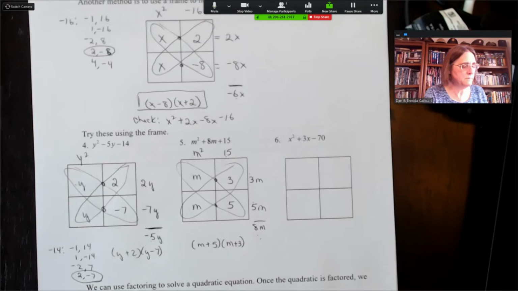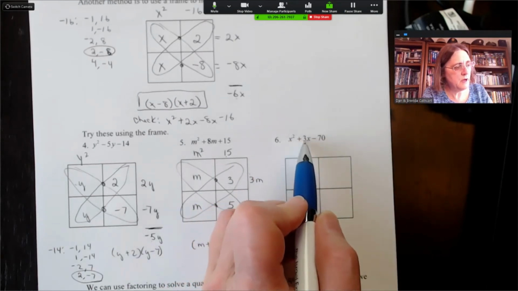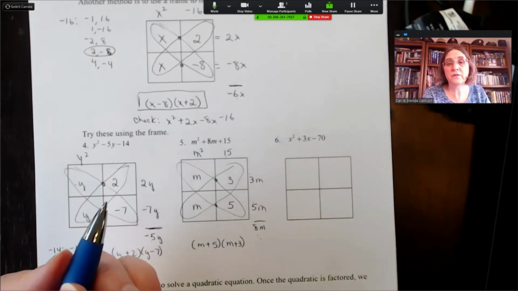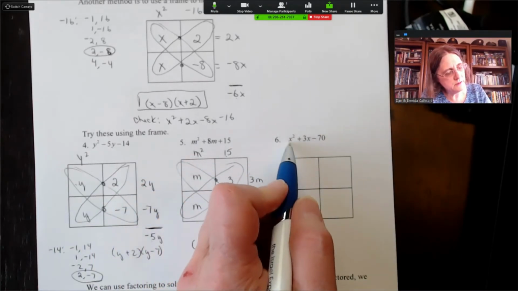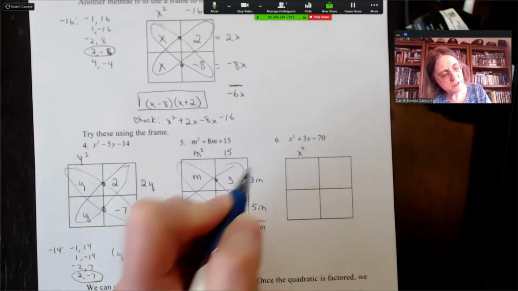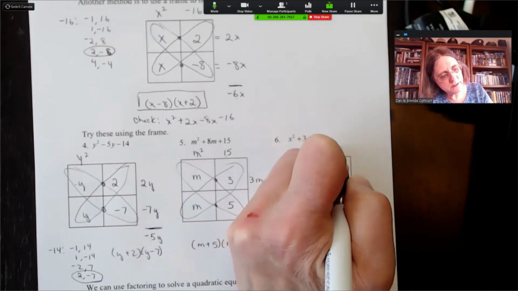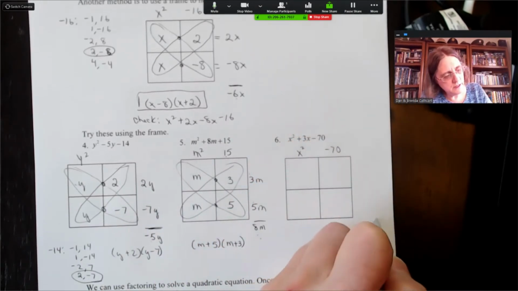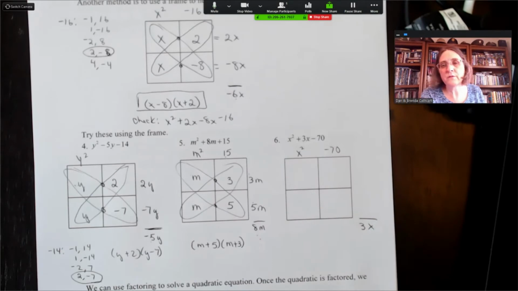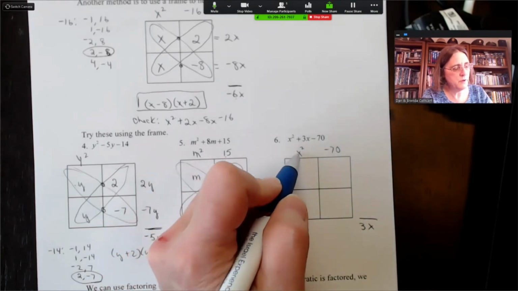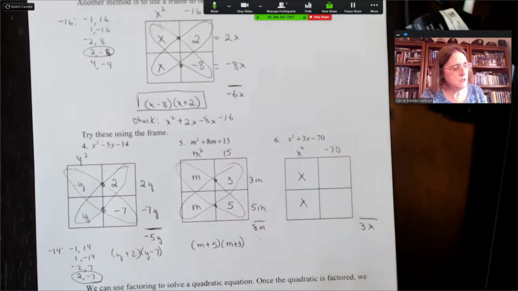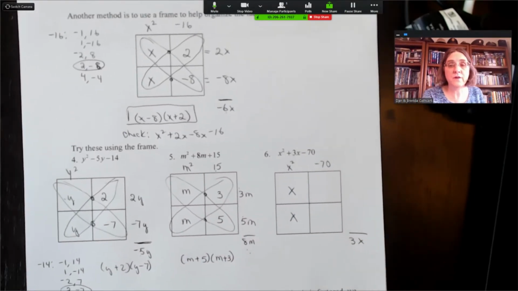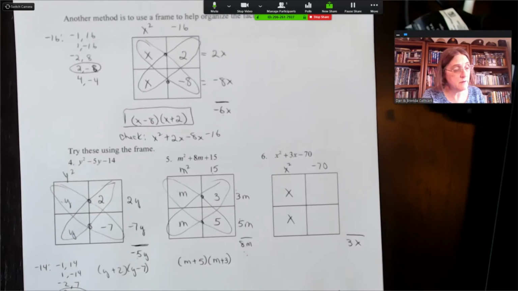Let's do another one. Here we have factors of negative 70. Wow, there are going to be quite a few. Again, our first term is x squared, our last term is negative 70, and our goal is the middle term of 3x. To multiply to get x squared, we have x times x. Now we need to multiply to get negative 70. There are a lot of factors that multiply to negative 70.